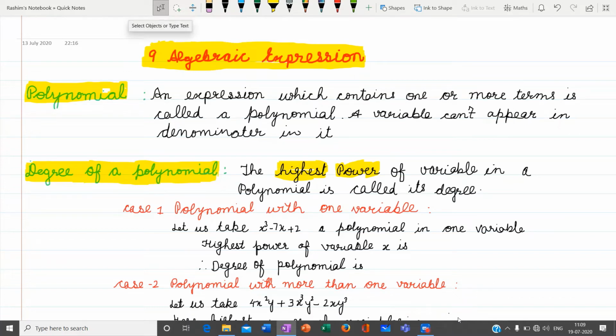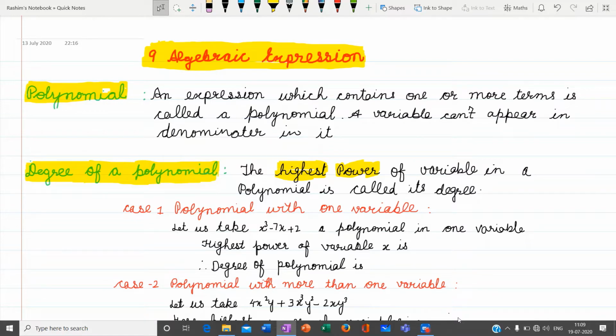Hello students, today we will continue with chapter 9, algebraic expressions. In the previous class we discussed polynomials. Now we all know polynomial. An expression which contains one or more terms is called a polynomial. Here a variable cannot appear in the denominator, right?